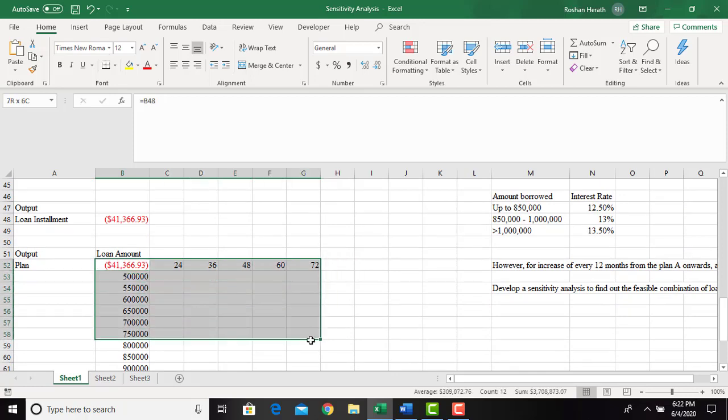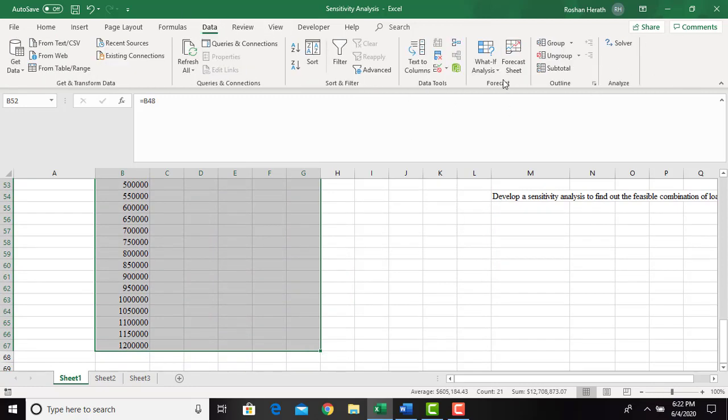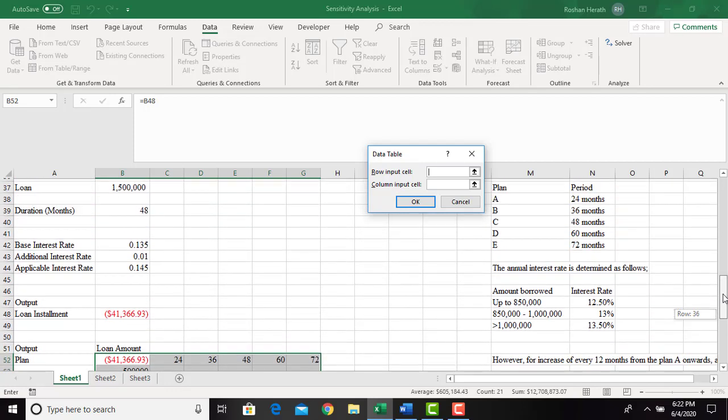Now you can select the whole area and you may go to the data, the what-if analysis, data table. It's a two-way data table. So what is your row input cell? Your row input is going to be the months.